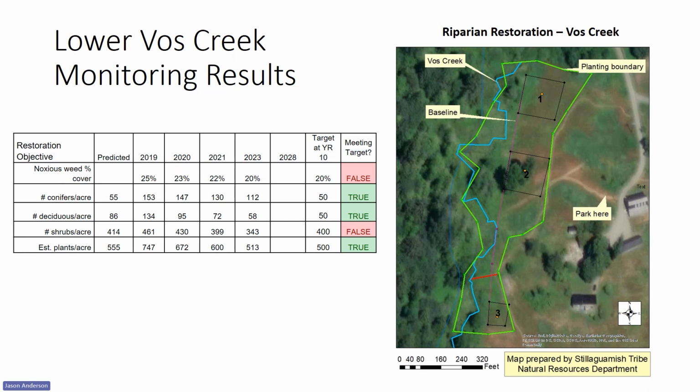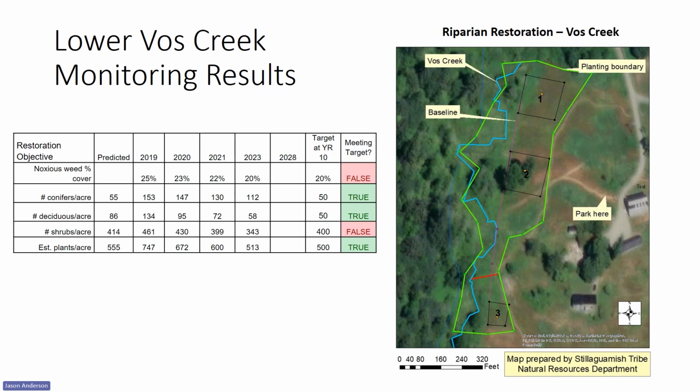So when we're writing our reports, we use a table like this to summarize our monitoring results. As you can see, our restoration objectives are listed in the first column. And again, objectives for this project included reducing the non-native invasive weed coverage to less than 20%, as well as increasing native plant density and diversity. The second column lists a predicted plant density value. So this is kind of a unique thing. Let me describe what this is.